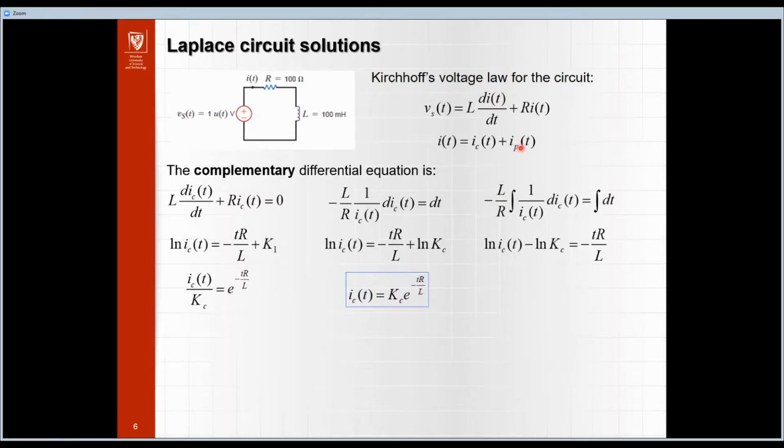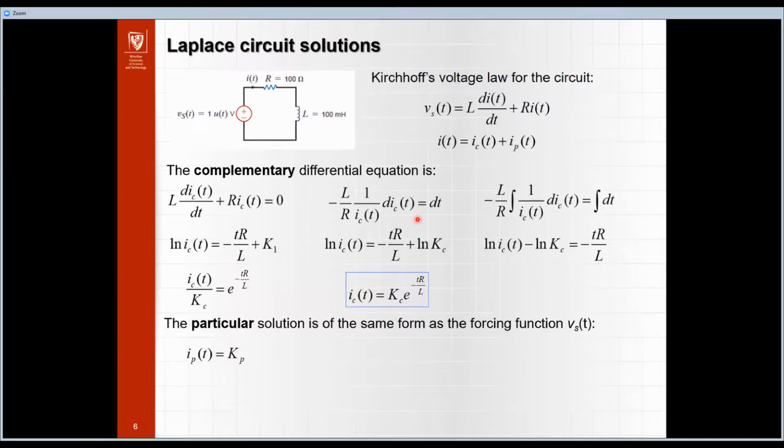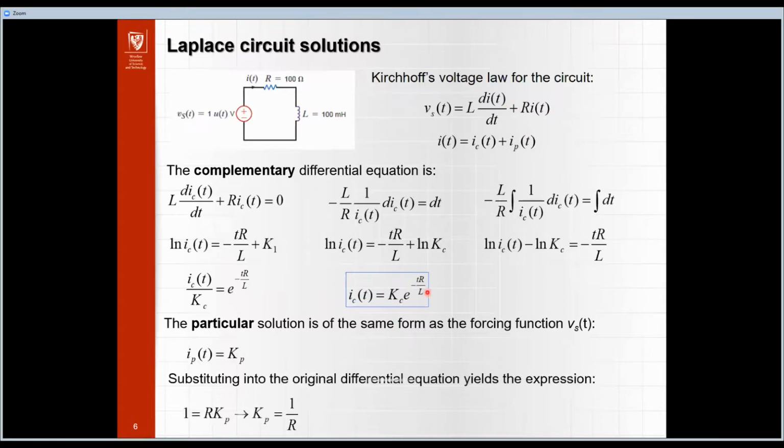Okay, but it is only the one part, and the particular solution is of the same form as the forcing function, V_S of t. So I put for this the number 1, and here I just have only this part. And when we substitute into the original differential equation, we obtain that the differentiation of a constant is equal to 0, and on the left side we have just 1, and on this side we have R and the constant K_P.